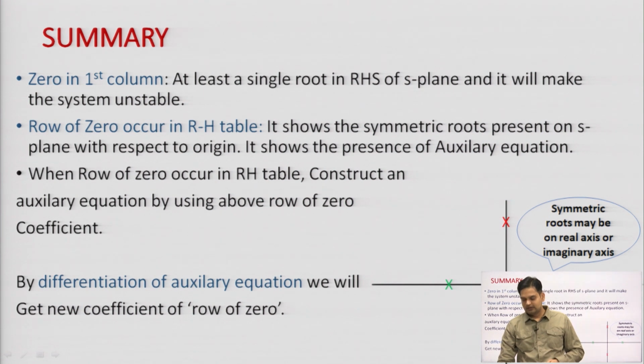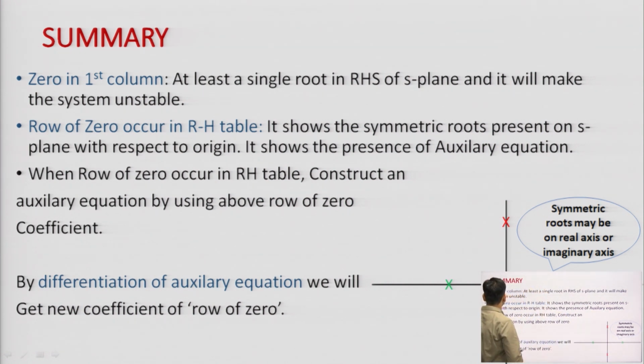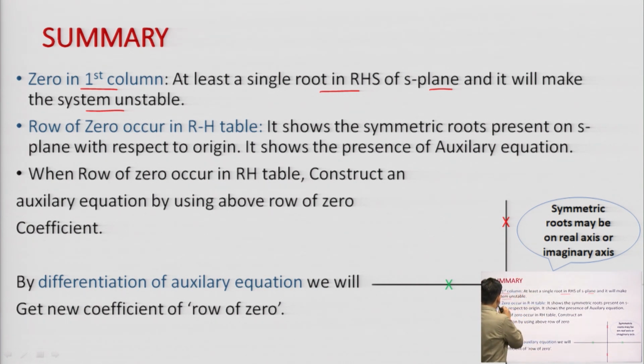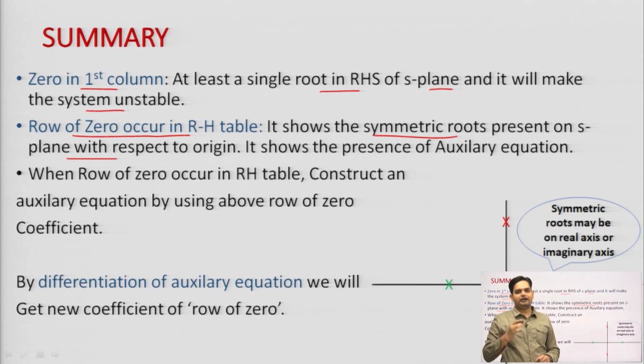In summary, whatever we have seen: if 0 is coming in the first column of the Routh Hurwitz table, then at least a single root is lying on the RHS of the s plane. So, it will make the system unstable, right. And if a row of 0 occurs in the table, it shows that symmetric roots are present on the s plane with respect to the origin, right. Whether they are lying on the real axis or the imaginary axis, we have to check. If these roots lie on the real axis, my system would be unstable. If they lie on the imaginary axis, our system may be marginally stable or may be unstable.